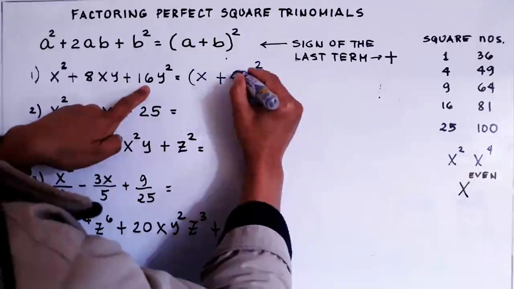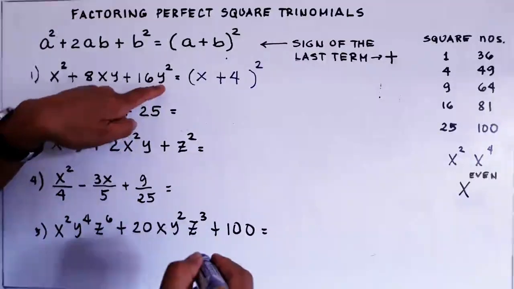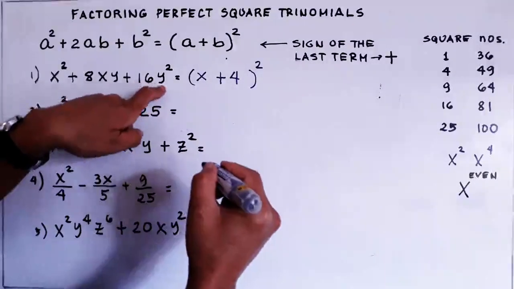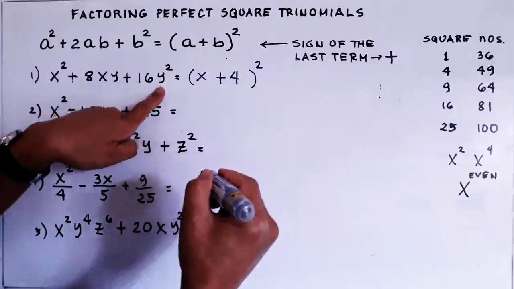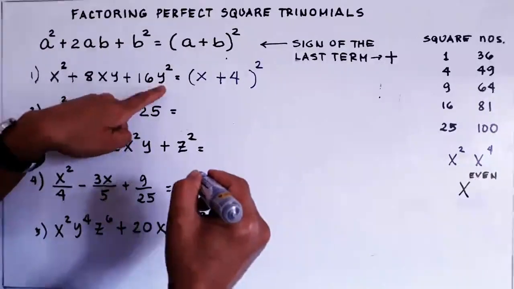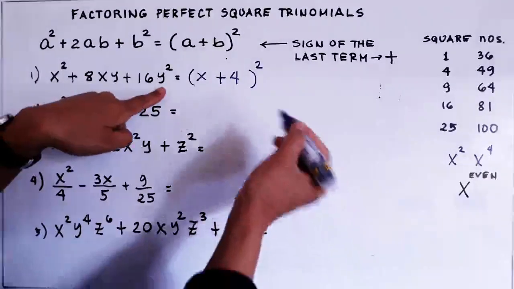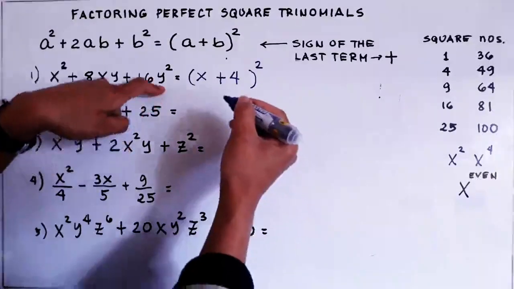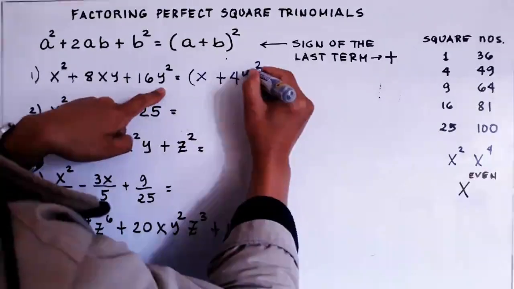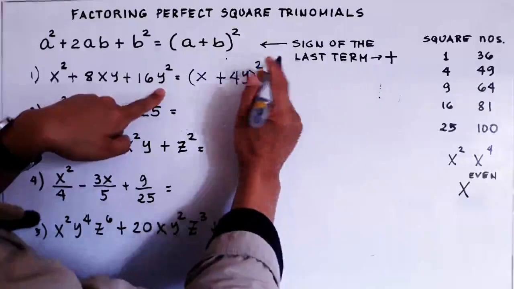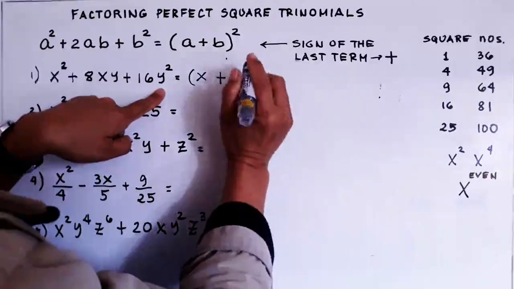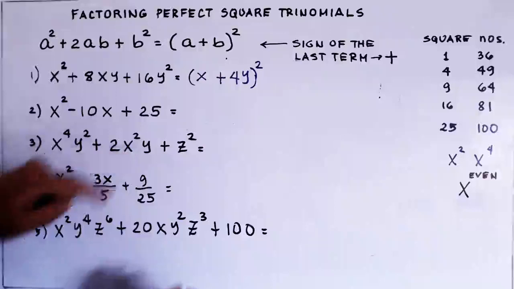And then we take the square root of y squared. Don't forget this one. Usually the mistake of our learners is they will not put the y anymore, or they will put the y squared there, which is wrong. So we have that one.